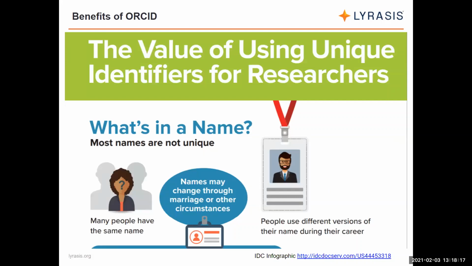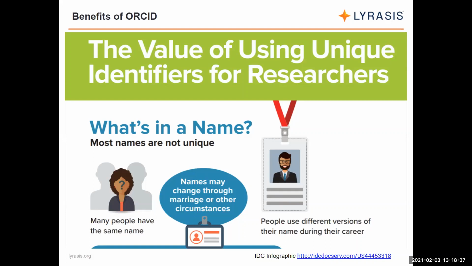Most names are not unique. If you've ever typed your own name into Google, you may have been surprised to see the number of results that are not related to you at all. Even if you don't have a common name, for example, I know that there are at least 2 other people out there who have my same name, and it's not very common. So many people have the same name.